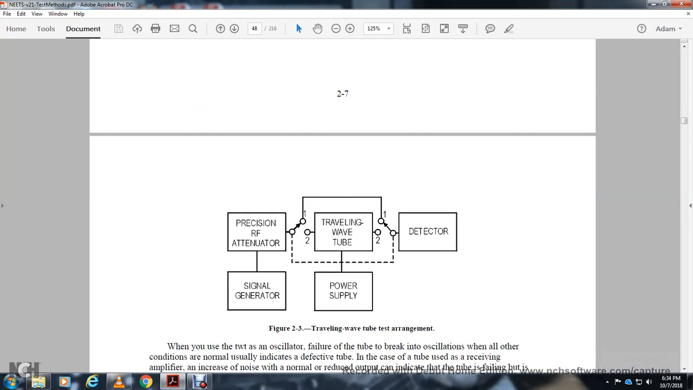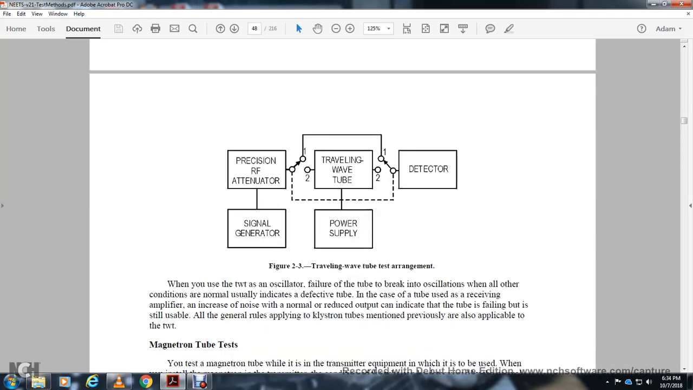The test arrangement includes the precision attenuator, signal generator, power supply, two switches, the traveling wave tube and the detector. When you use the traveling wave tube, a tube that has failed may break into oscillation, while under normal conditions it gives a reduced output indication. If the tube is failing but still usable, the general rules that apply to the klystron tube that I mentioned previously are also applicable to the traveling wave tube.